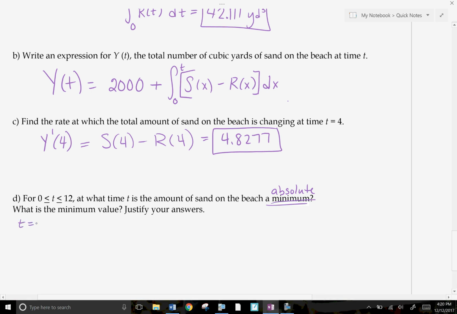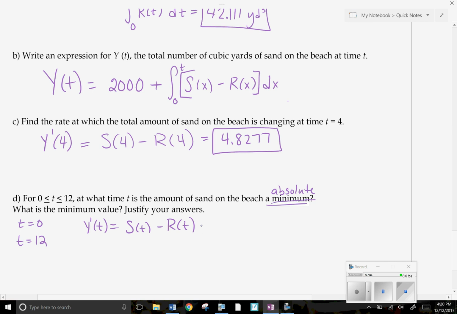So it could happen at t equals 0, it could happen at t equals 12, or it could happen when the derivative of the amount of sand equals 0. If I want to know when that happens, y prime of t would just be s of t minus r of t. I want to know when this equals 0 or does not exist.